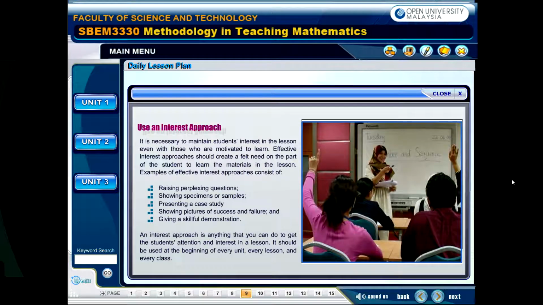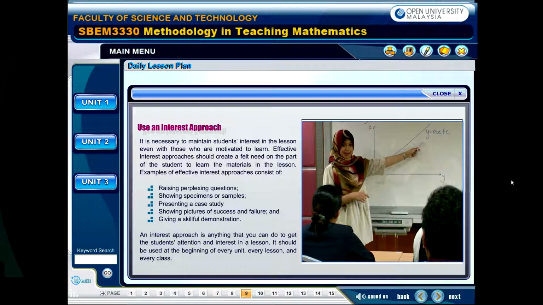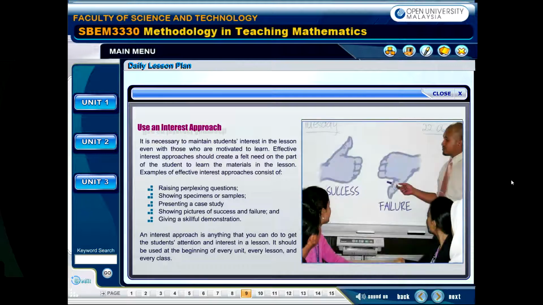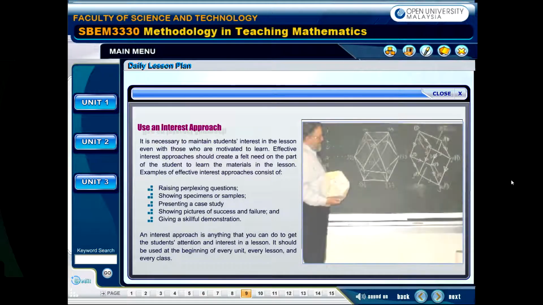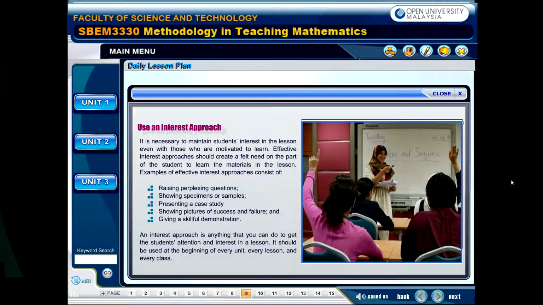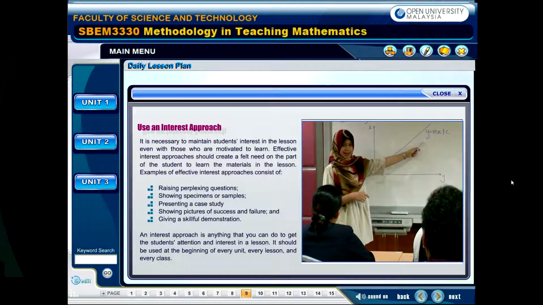It is necessary to maintain students' interest in the lesson, even with those who are motivated to learn. Effective interest approaches should create a felt need on the part of the student to learn the materials in the lesson. Examples of effective interest approaches consist of raising perplexing questions, showing specimens or samples, presenting a case study, showing pictures of success and failure, and giving a skillful demonstration. An interest approach is anything that you can do to get the student's attention and interest in a lesson. It should be used at the beginning of every unit, every lesson, and every class.